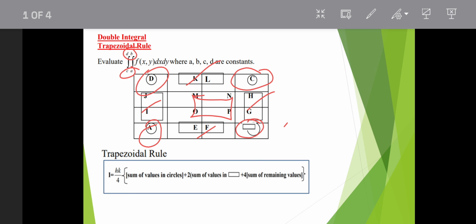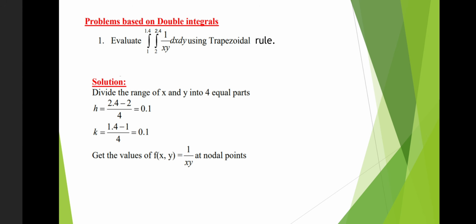Therefore, to approximate the double integral, we multiply the weighted sum of all function values by the factor hk by 4. In the next example, we will apply these formulas step by step to compute the value of the double integral numerically. Now let us solve a numerical example using the double integral trapezoidal rule. The given problem is to evaluate the double integral of 1 by xy dx dy using the trapezoidal rule.